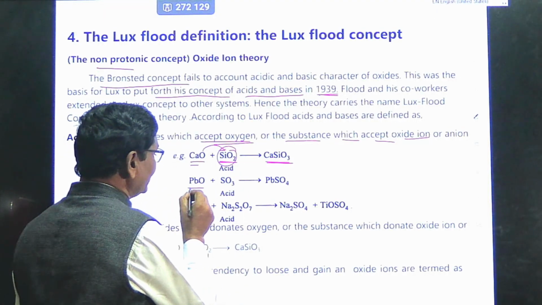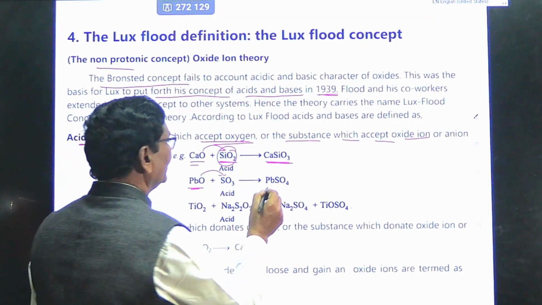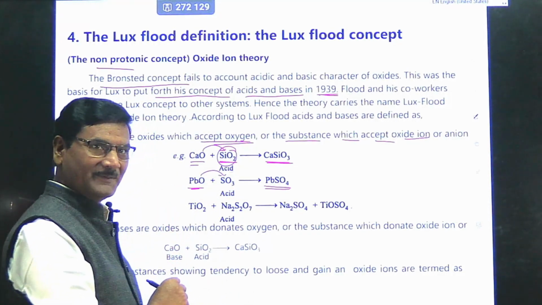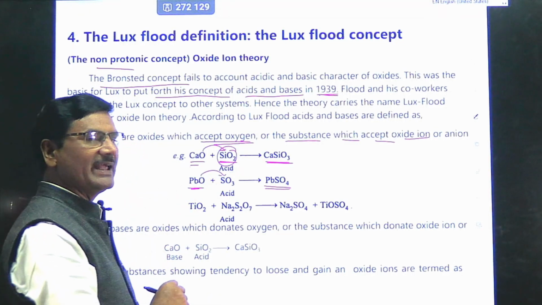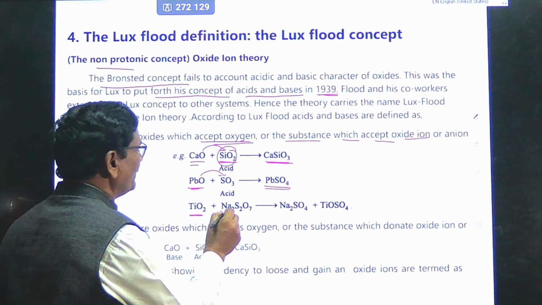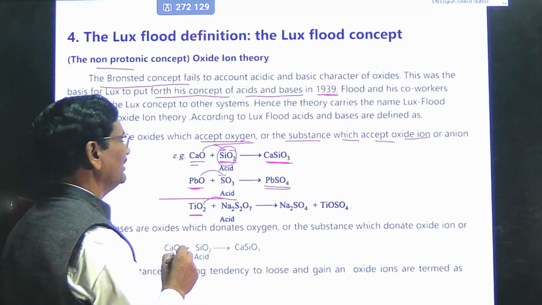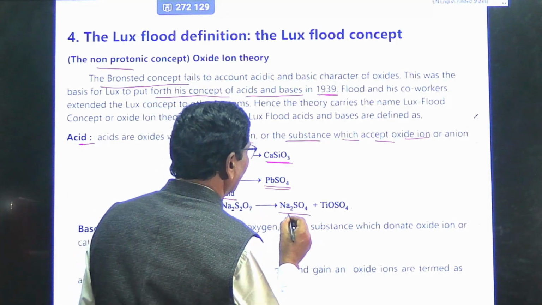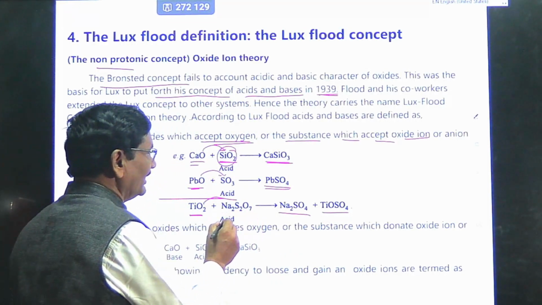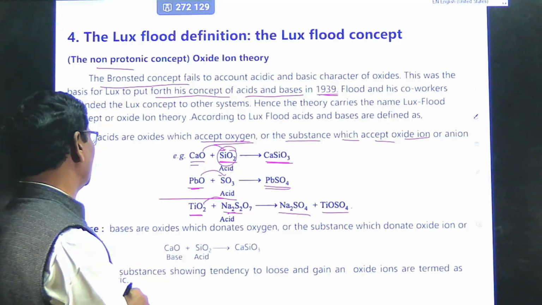In the next reaction, the oxide ion is accepted by SO3, giving rise to PbSO4. Here again SO3 acts as an acid, because the oxide ion is accepted by SO3, forming the sulfate ion. In the next reaction, TiO2 combined with Na2S2O7: here also the oxide ion is accepted, forming Na2SO4 as well as TiSO4. Here Na2S2O7 splits and acts as an acid. We can explain a number of reactions in this way.